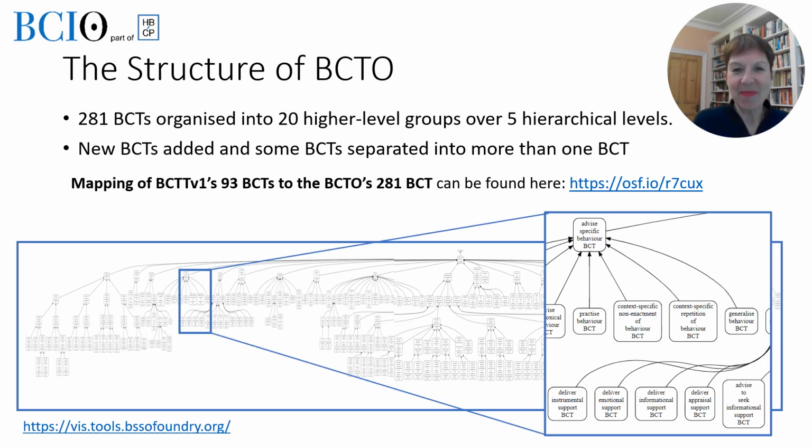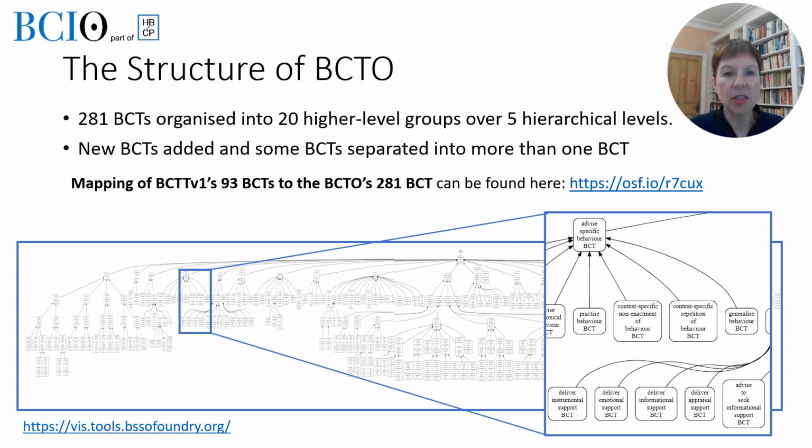So here's a diagram, and you'll see that some of it has been blown up on the right hand side. So we have advise specific behaviour change technique, and on the level below are various others, practicing, context specific non-enactment of behaviour, which is rather specific one. And then you'll see there's a third level down here, which is various aspects of social support, which I'll show you in more detail in the next slide.